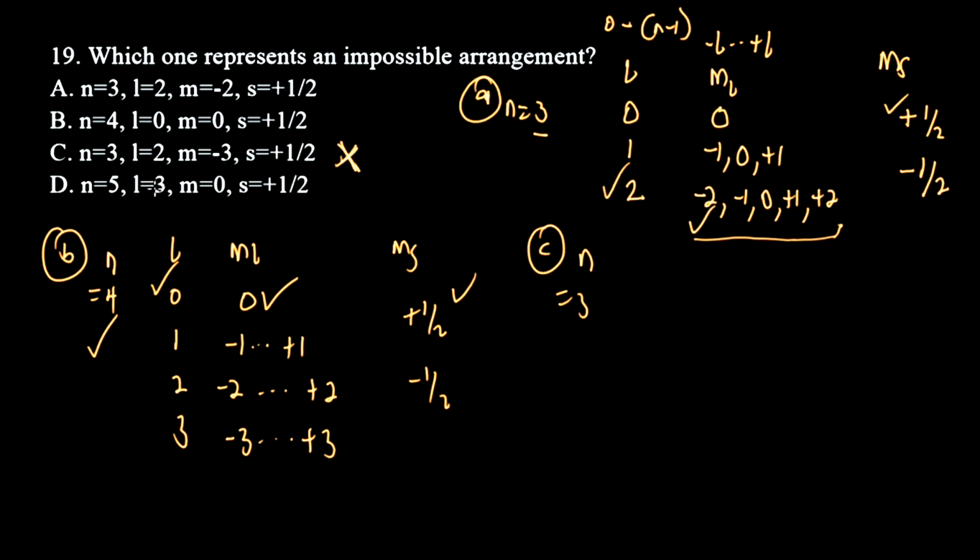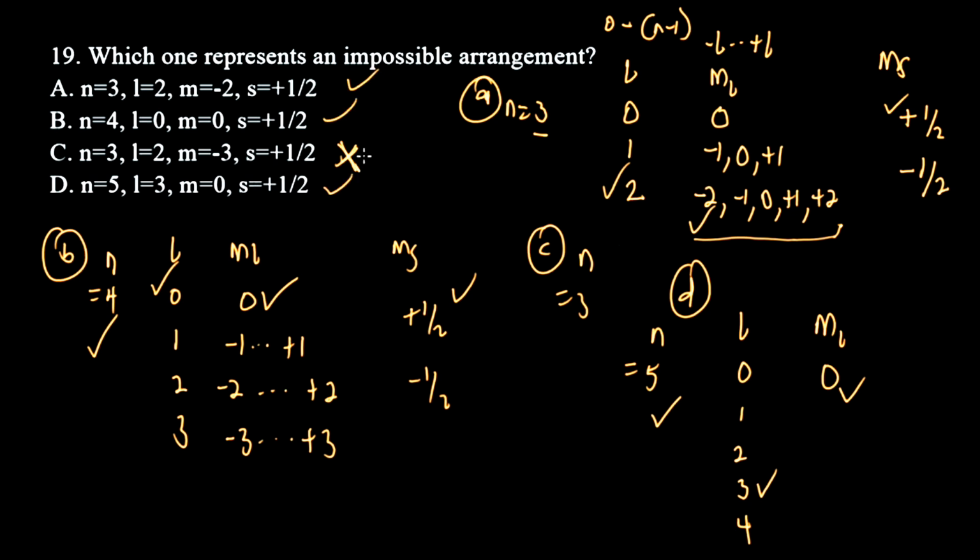So let's look at the last one. Option D, we have n to be 5. So therefore L will be 0, 1, 2, 3, 4, right? So ml, for this one will be 0. So looking at the option here, we have 5, we have L to be 3, possible, and ml to be 0. So that is possible also. So this is possible, this is possible, and this is possible. So this is the impossible arrangement. The answer is C.